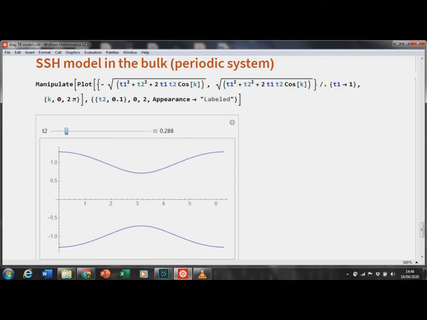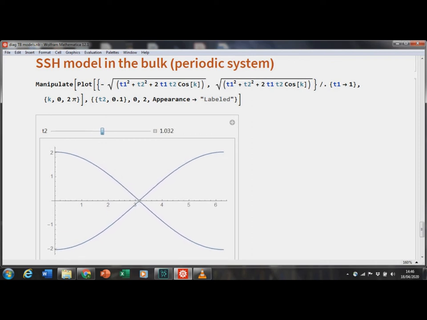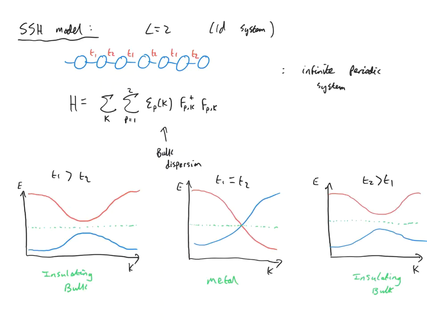But as I increase T2 away from 0, I see that the bands get some dispersion. The energies being plotted here as a function of momentum develop some momentum dependence because the different unit cells are coupled to each other, and I start to see these kind of cosine structures emerging. The system was gapped, but as T1 approaches T2, the gap closes and we get a perfect metal. We see as T2 is increased further, the gap reopens, and around the Fermi energy at 0, we have zero density of states.